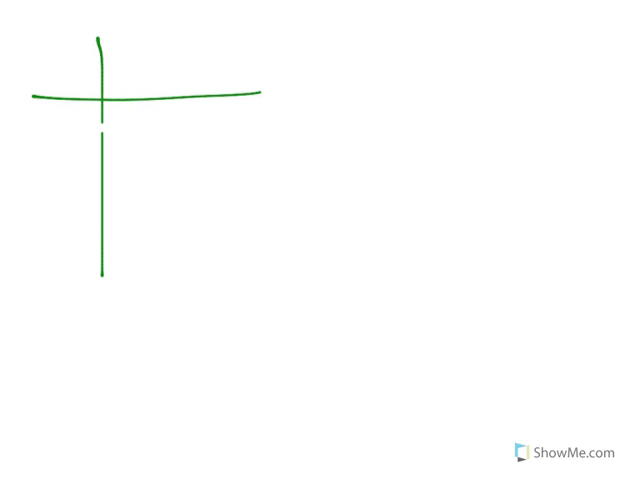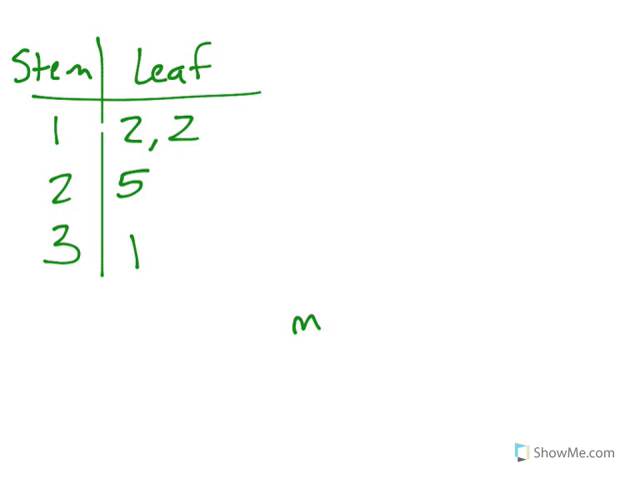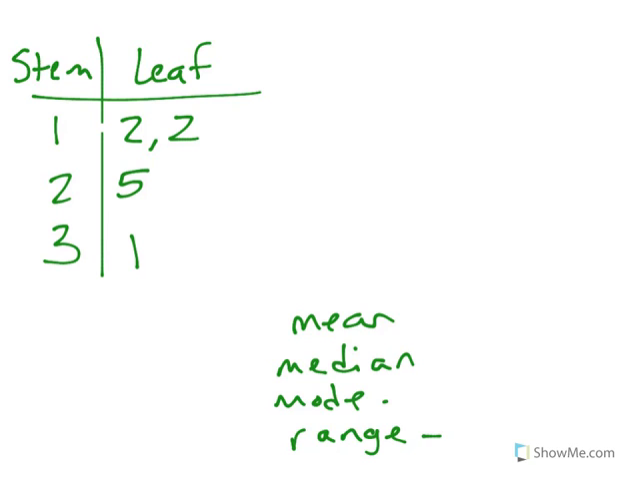So let's take a look at one. It might say find mean, median, mode, and range from the stem and leaf plot. So all you're going to do is just write down the numbers from the stem and leaf plot, and then we're going to solve them. Stem is 1, leaf is 2, so it would be 12.